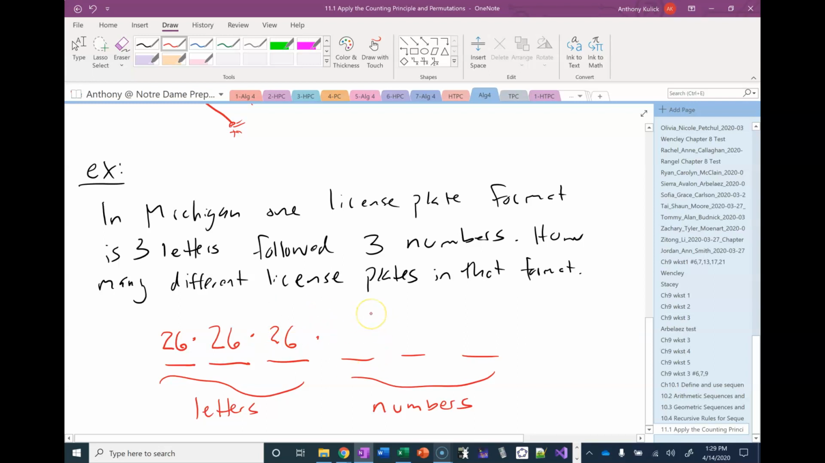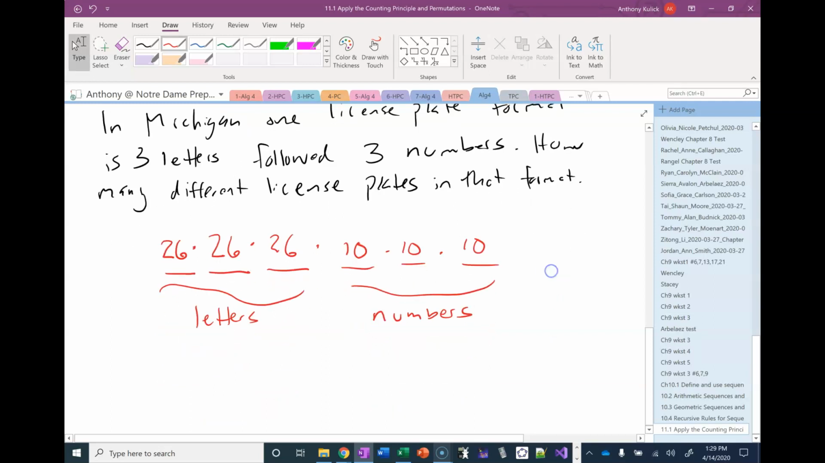Now we'll go to the number spots. For the first number, we have 10 choices, the digits 0 through 9. For the second number, again, we have 10 choices, the digits 0 through 9. And for the last number, again, we have 10 choices, the digits 0 through 9.